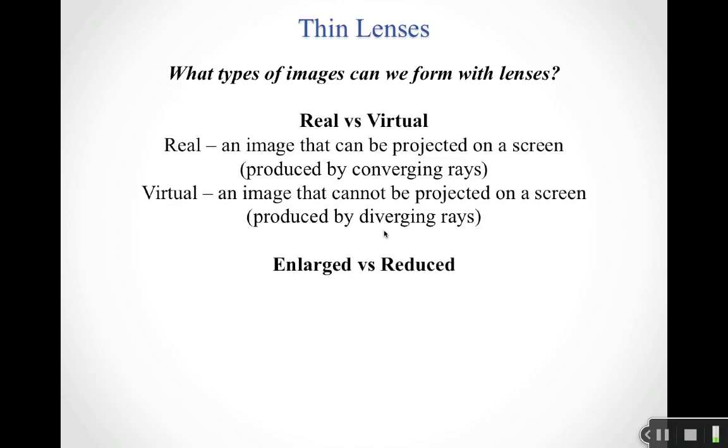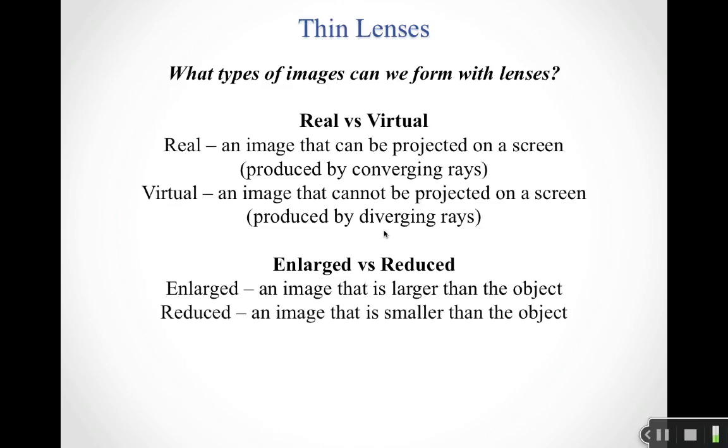The second category that we're going to care about is, do you have an image that's enlarged or reduced? And this one's fairly straightforward. An enlarged image is simply one that's larger than the object. A reduced image is one that's smaller than the object. So another thing that we'll care about is the size of your image relative to the size of the object. Is it getting larger or is it getting smaller? And then the last one is going to be upright or inverted.